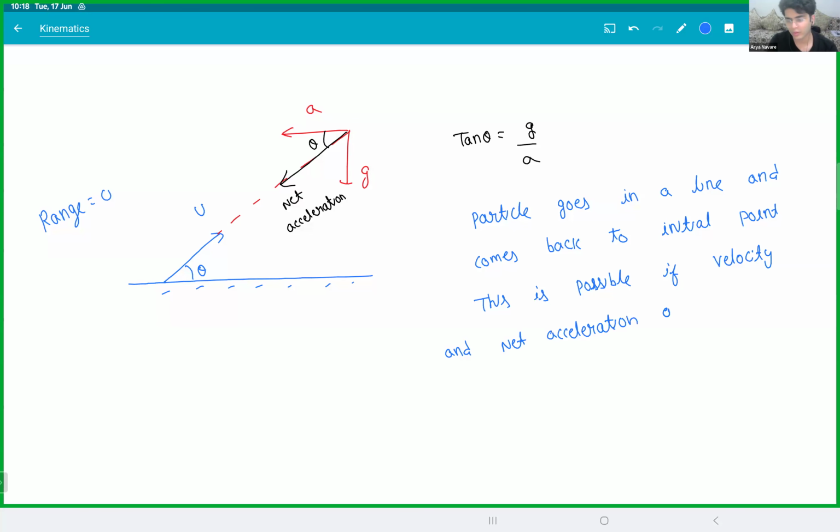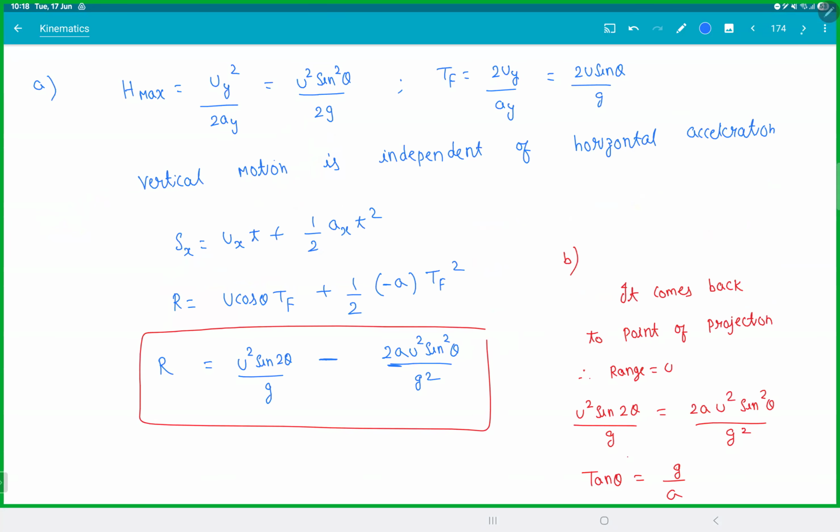So we could take a direct resultant of A and G and use it like 1D motion. Yeah, it's a 1D motion actually. It's going in a line. So we did not need to do all this. Range and all. If you just want the angle, this will give you the answer in one step.